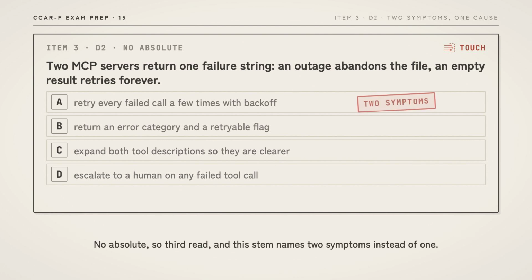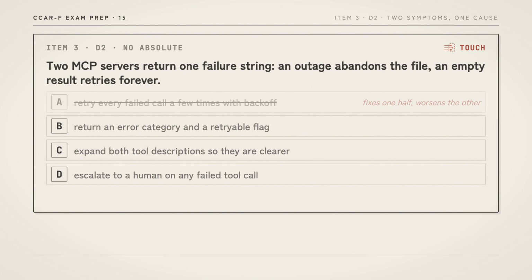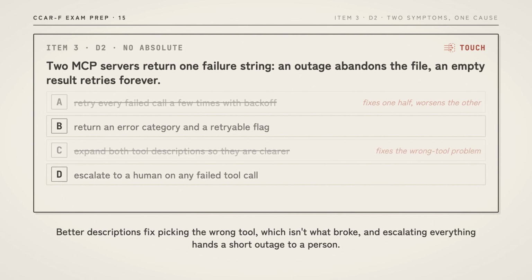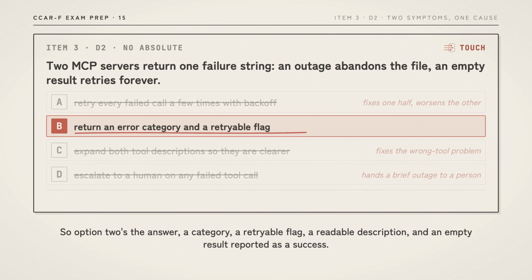No absolute. So third read, and this stem names two symptoms instead of one. Blanket retries fix the outage half and make the empty half worse, and an option that repairs half a stem is a distractor. Better descriptions fix picking the wrong tool, which isn't what broke, and escalating everything hands a short outage to a person. So option 2 is the answer: a category, a retriable flag, a readable description, and an empty result reported as a success.